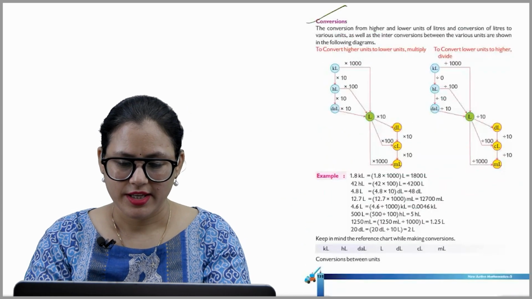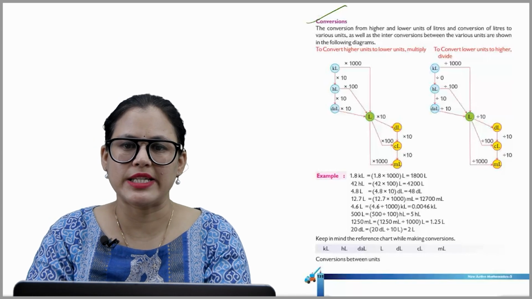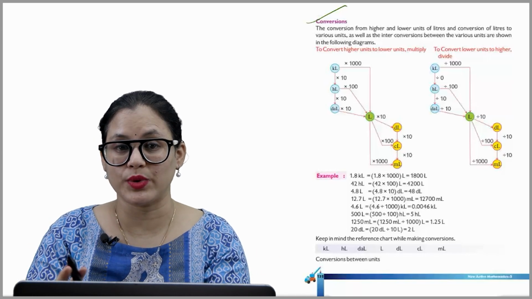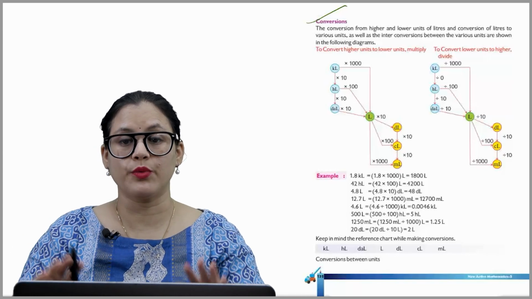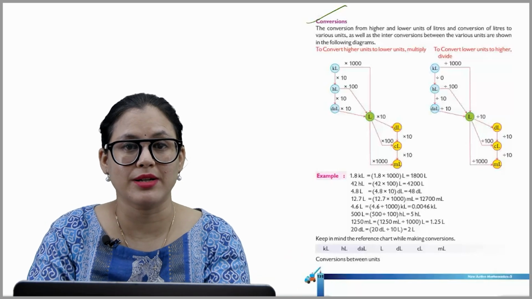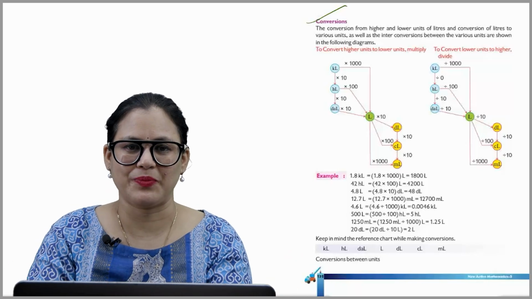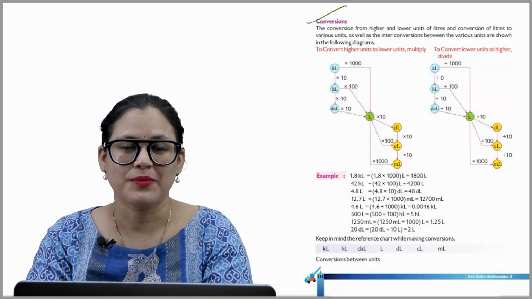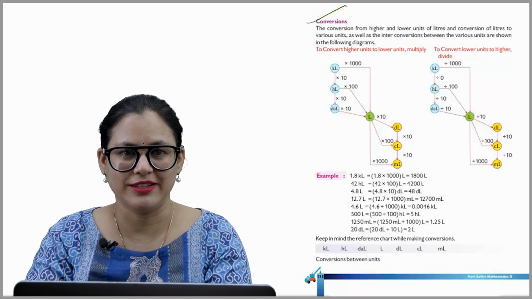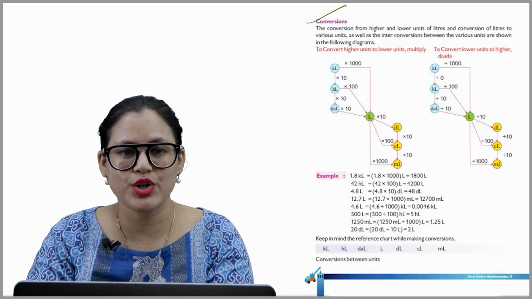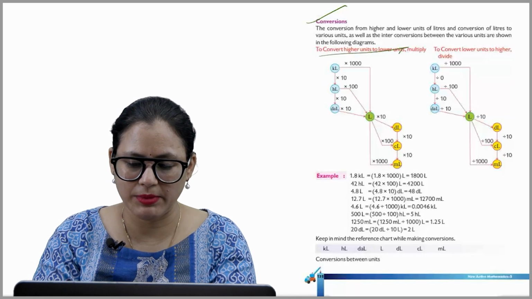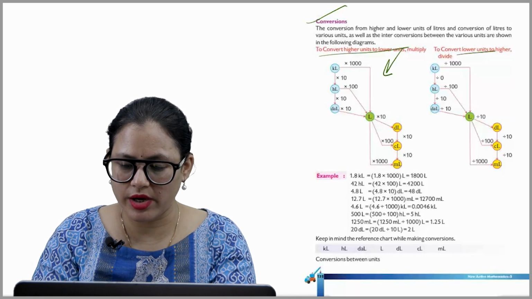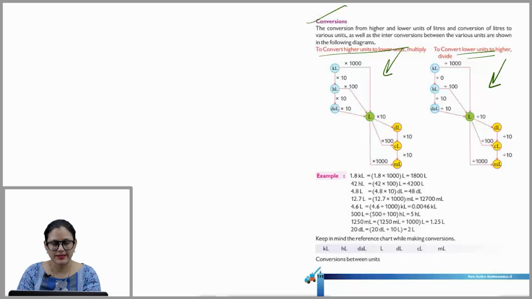Conversion. The conversion from higher and lower units to liters and conversion of liters to various units as well as the interconversions between the various units are shown in the following diagrams. Again, the diagram is the same, but the difference is the standard unit has changed, from meter to liter. So, to convert higher units to lower units, we multiply. To convert lower units to higher, we divide, right.